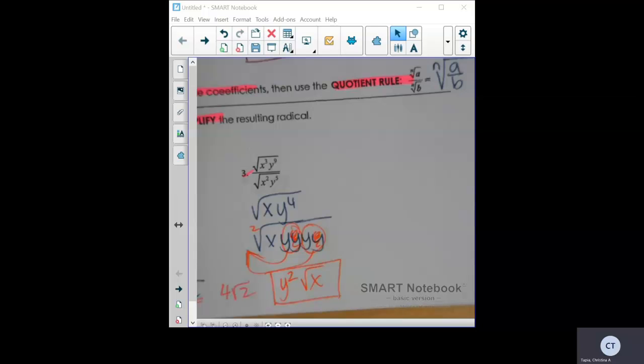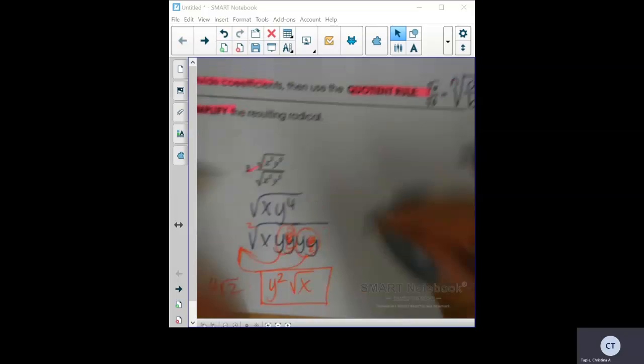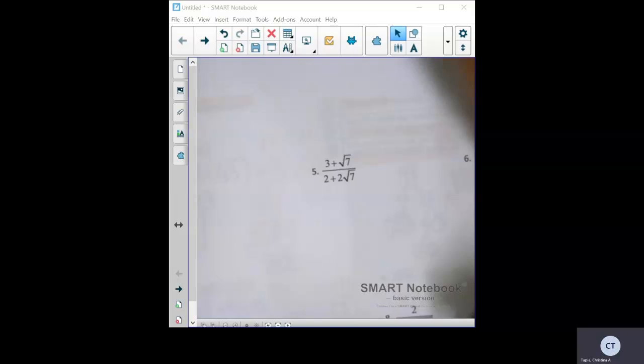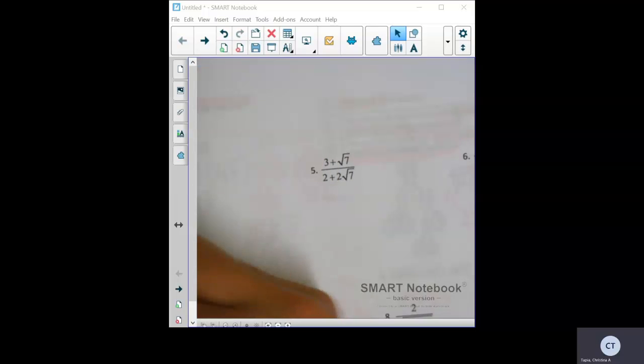All right, on the last page, we're going to look at questions 2, 3, 4, 7, and 8. It sounds like a lot, but it's worth it. So 2, 3, 4, 7, and 8. All of these are over rationalizing.